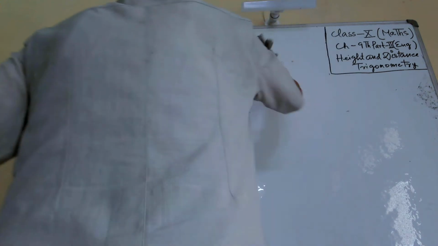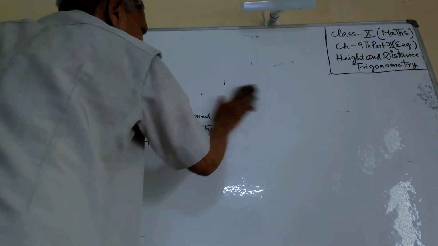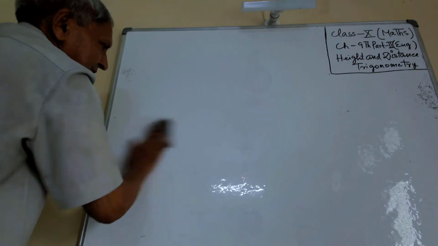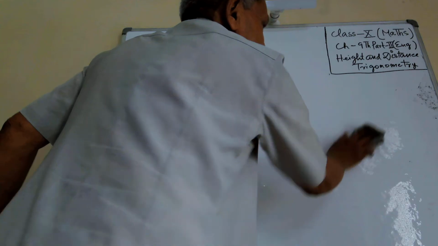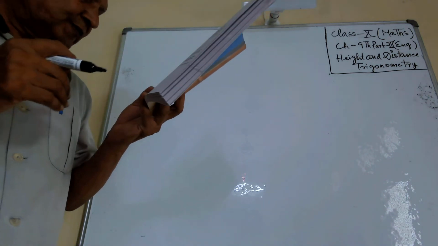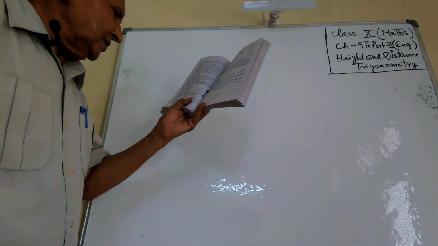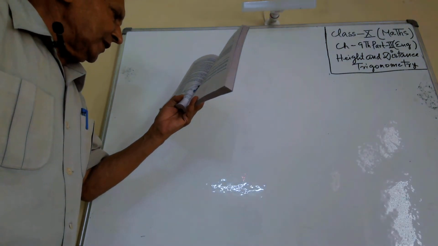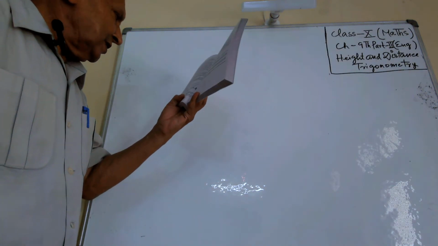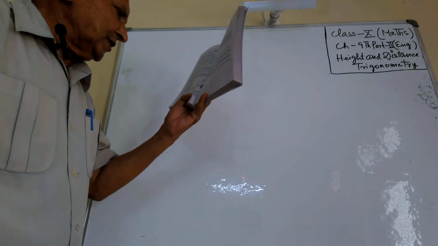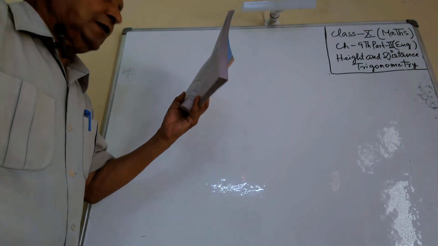As I have said, the statements are very lengthy. So therefore it is impossible to write down the statement on the board. I am going to read the statement. First question: from the top of a 7 meter high building, the angle of elevation of the top of a cable tower is 60 degree and the angle of depression of its foot is 45 degree. Determine the height of the tower.